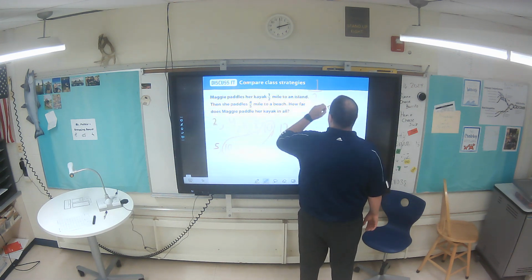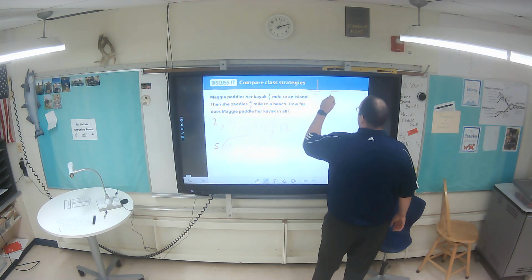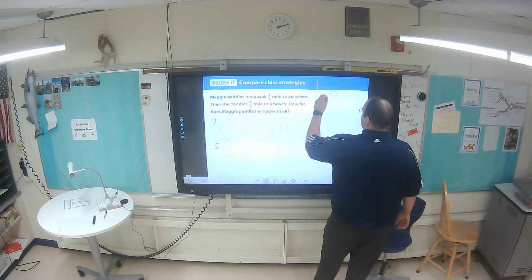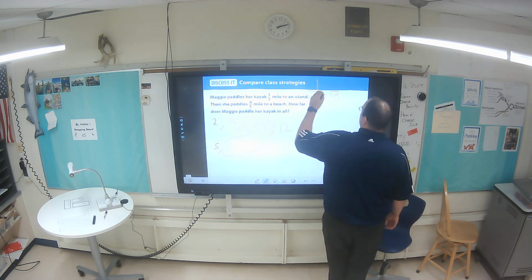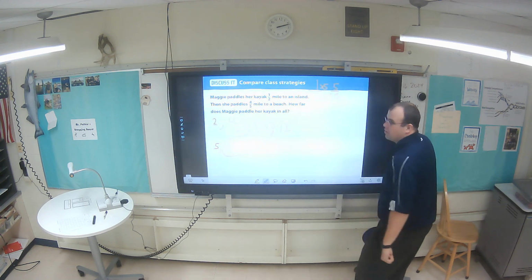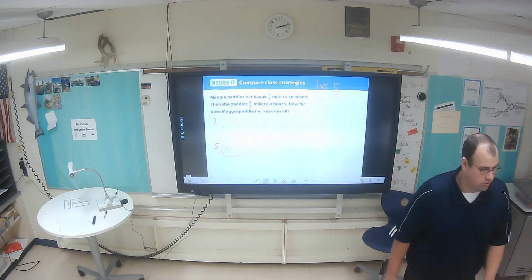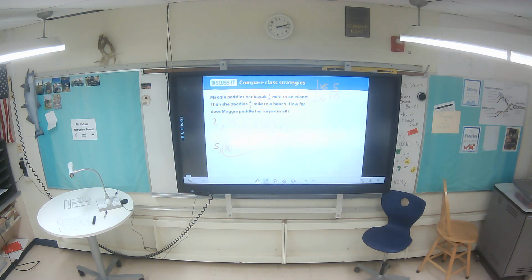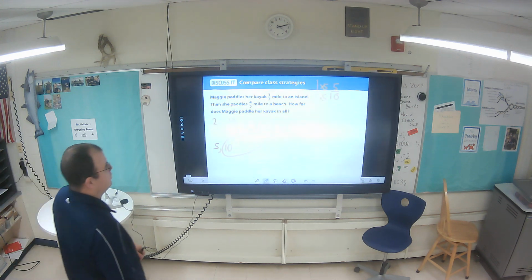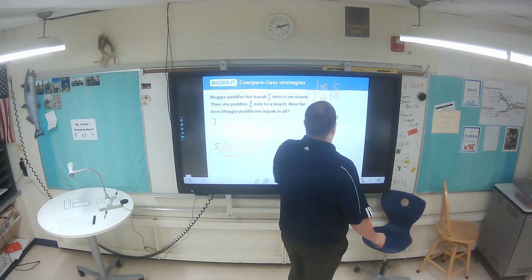So what do we do with 1/2? What do I times the 2 by to make it a 10? 5. So what do I do to the 1? Times by 5. Because what I do to the bottom, I must do to the top. It's like twins, right? You can't give the bottom bunk twin a kiss and not the top bunk, right? Gotta be equal. So, I have 5/10.